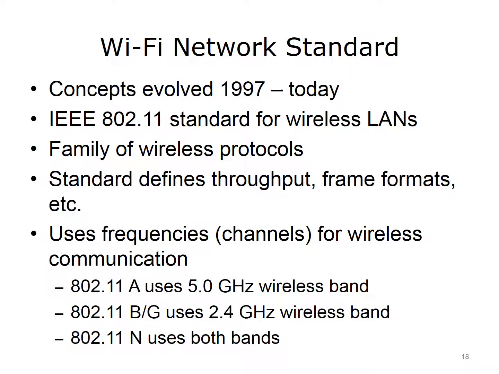802.11n, on the other hand, uses both 5.0 and 2.4 GHz frequencies for its communication. This is why 802.11n is so much faster than the 802.11a, b, or g types.